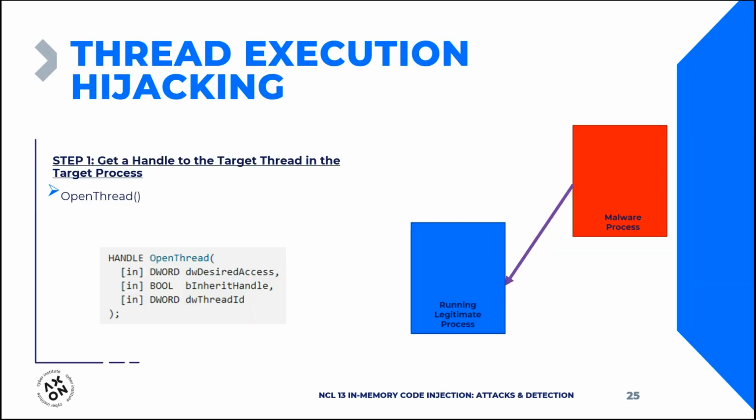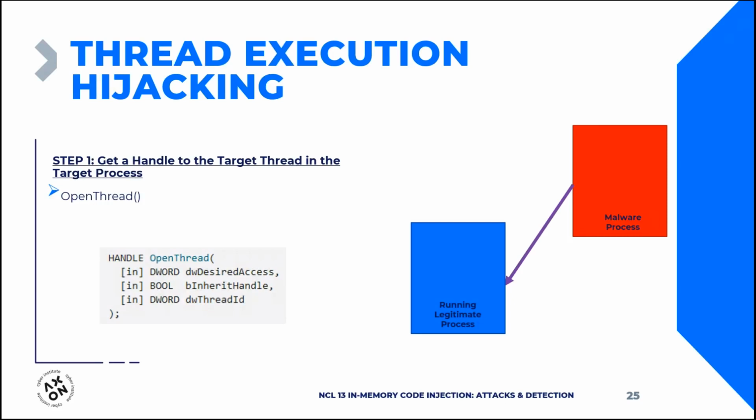Very similar to process hollowing. The first thing I need to do is open the thread inside that running legitimate process. So I open a thread so that I have a handle to the main thread in the target process. Ultimately, I want to have a handle to the thread, not only to the process. Why? Because I'm gonna suspend that thread.